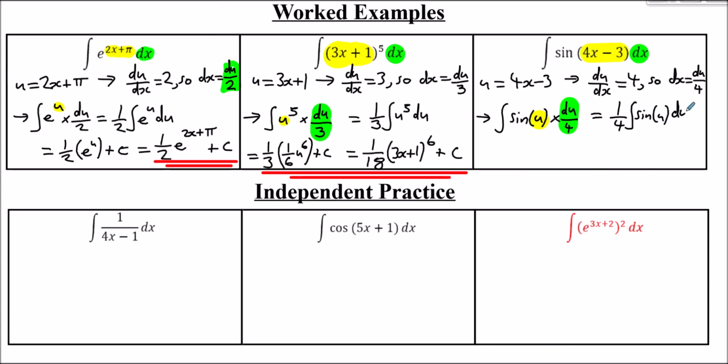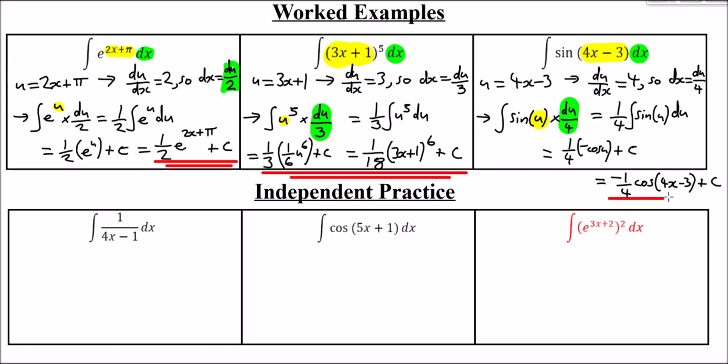Now we need to remember what sine integrates to. I always think about it in terms of what sine differentiates to. Sine differentiates to positive cos. Then if sine differentiates to positive cos, sine integrates to negative cos. So we get 1/4 times minus cos u plus c. But of course, u was 4x minus 3, so then we just put that back as it was. So it's minus 1/4 of cos of 4x minus 3 plus c.